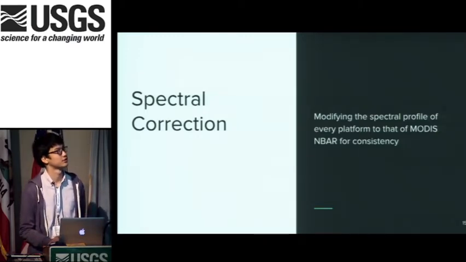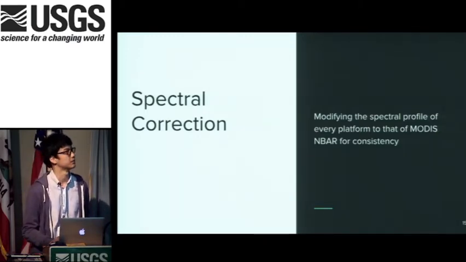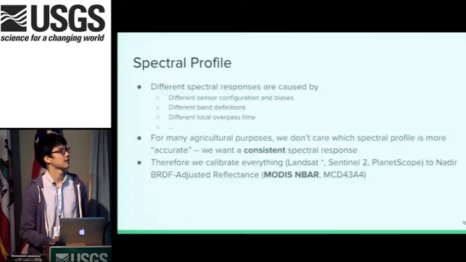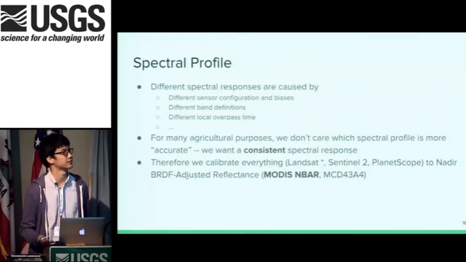Finally, another very important topic will be spectral correction. We're using a lot of sensors. We're using MODIS, we're using Landsat, we're using Sentinel, we're using PlanetScope, and obviously they have different, not very different, but still different spectral responses. That's because they have different sensors that are configured in different ways, and the algorithms used to generate those data have different biases. And we have different band definitions. We have different local overpass times.